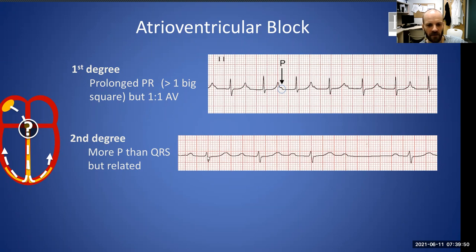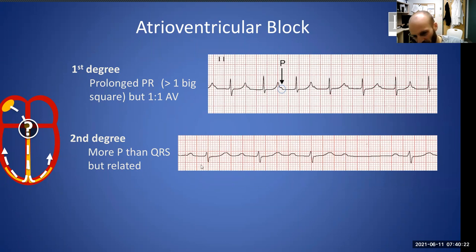We've got a P wave, QRS, T wave. P wave, QRS, T wave. P wave, QRS, T wave. P wave, nothing. P wave, QRS, T wave. So here you've got a relationship between your P waves and your QRS complexes, but not all of the electrical impulses get through from the atria through to the ventricles. Sometimes it fails to conduct. And that's what we call a second degree AV block.